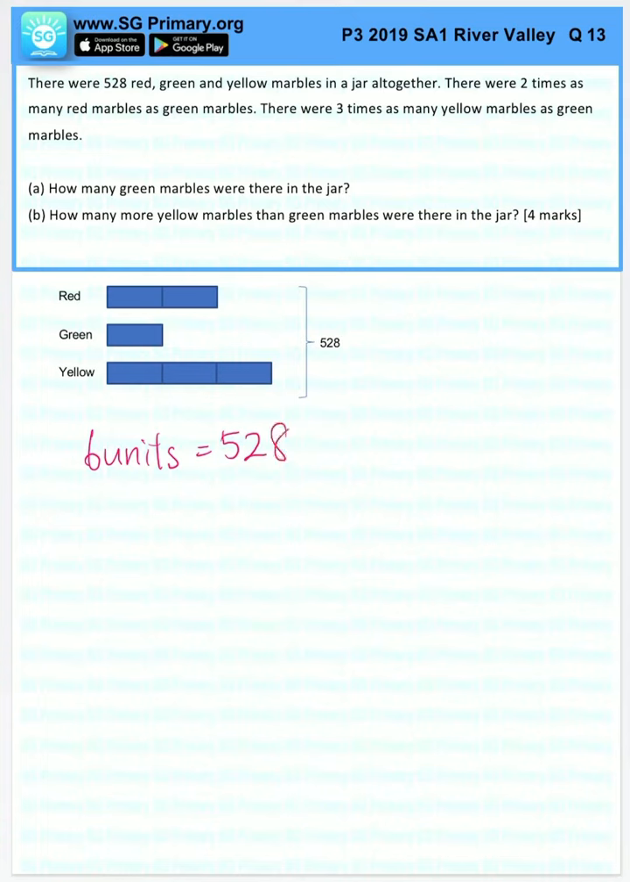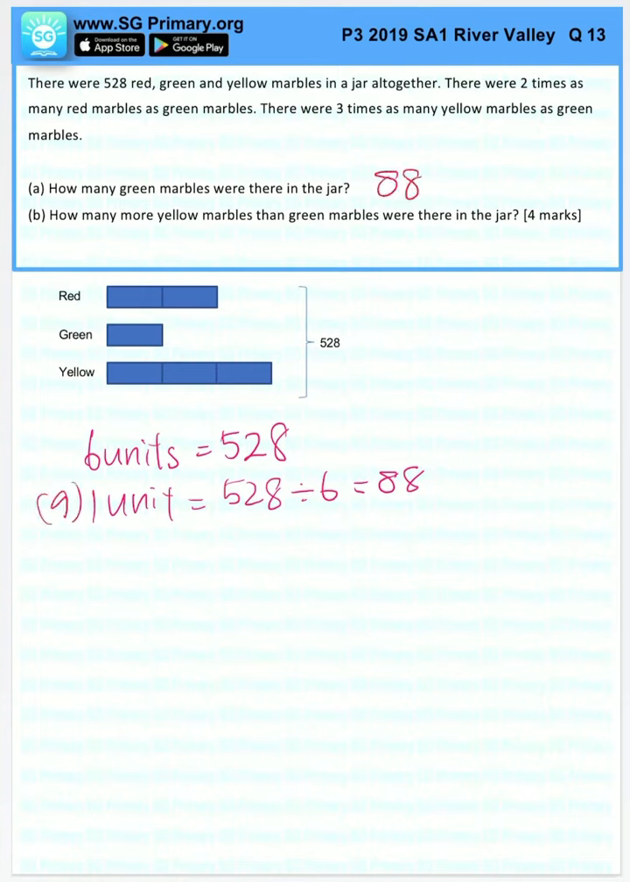So in order to find 1 unit, we need to take 528 divided by 6, which will give us the answer of 88. The first question, how many green marbles were there in the jar? Green is 1 unit, therefore green has 88.